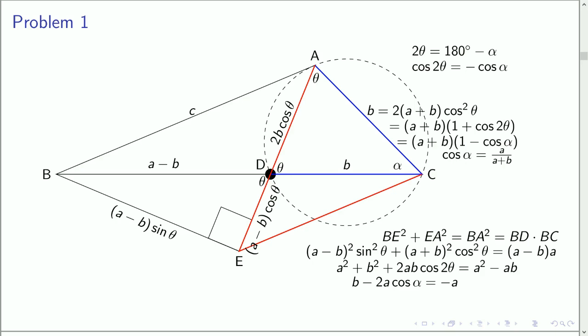Some A square will go away, some factor of B will go out, and basically you get 2A cos alpha is A plus B, and A plus B I can again write as A over cos alpha. So from here we get cos square alpha is half. And since this angle here is obtuse, this angle has to be acute. So alpha is less than 90 degrees. That basically means alpha has to be 45 degrees. Okay, so that was problem one.